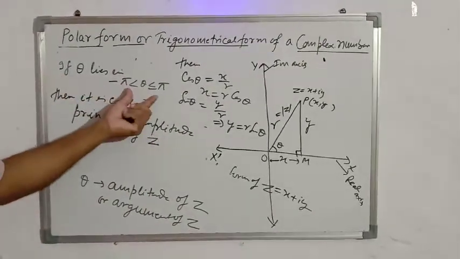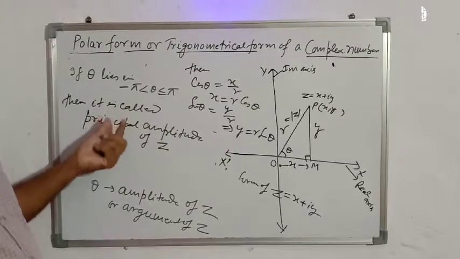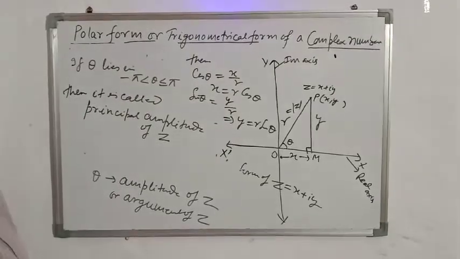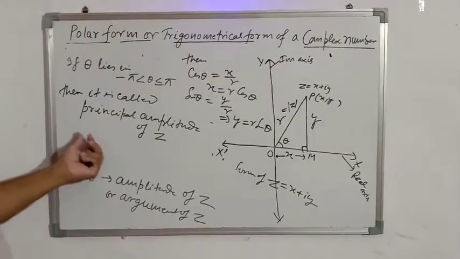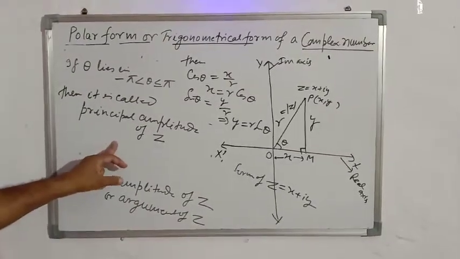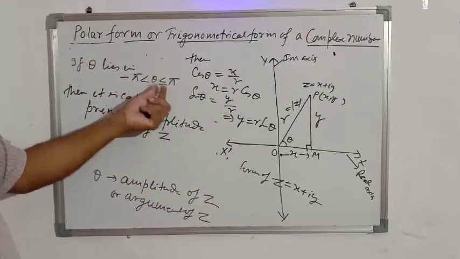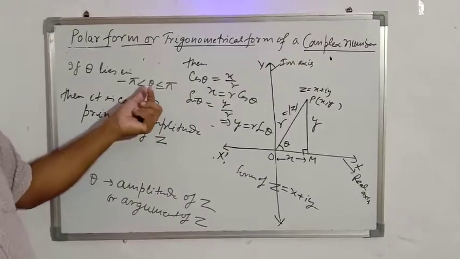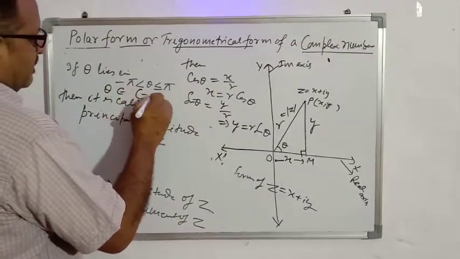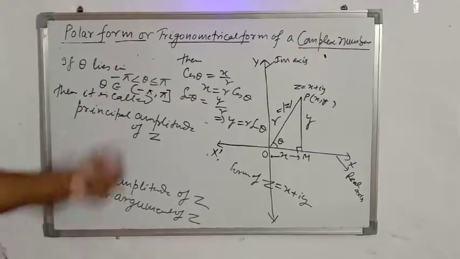If theta lies in this interval, then it is called the principal amplitude of Z, and we have to find the principal amplitude of Z, meaning theta must lie in this interval. So what is the polar form? Z is equal to r (cos theta plus i sin theta), where r is the modulus of Z, theta is the amplitude of Z, and theta lies in the interval minus pi less than theta less than or equal to pi, meaning theta belongs to the interval minus pi, and on the right side it is a closed interval. Pi means 180 degrees.